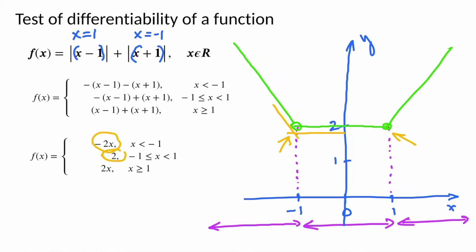And the same thing happens here. If we approach x equal to plus 1 from the left hand side, the slope on this curve is 0. And if we approach x equal to plus 1 from the right hand side, the slope of the tangent on this green curve is plus 2. And therefore, this is not differentiable at those 2 points, even though it is continuous at all the points.